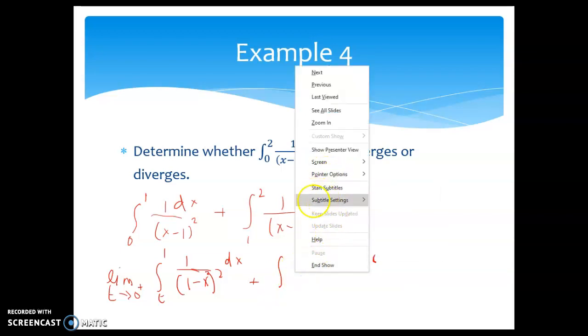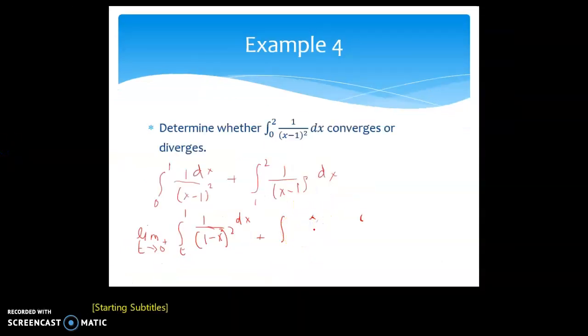We want to take the eraser, we want to erase this.